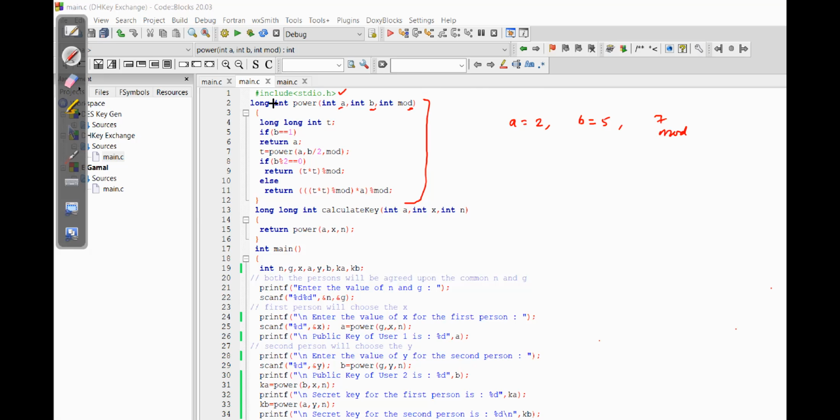Suppose here is the temporary variable which I'm using inside the function. If my b is equal to 1, let's assume this b value is equal to 1, how will this work? a power 1, I'll get 2 power 1, which will be 2 only. So I'll get the same value as the result. I hope this is clear.